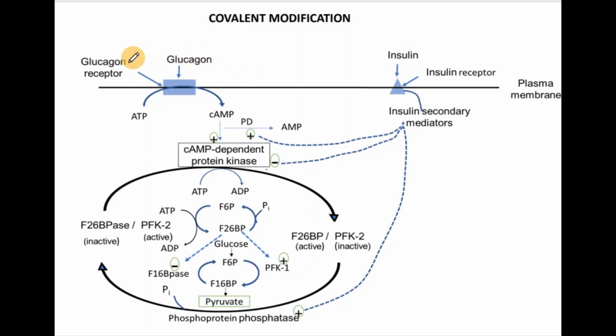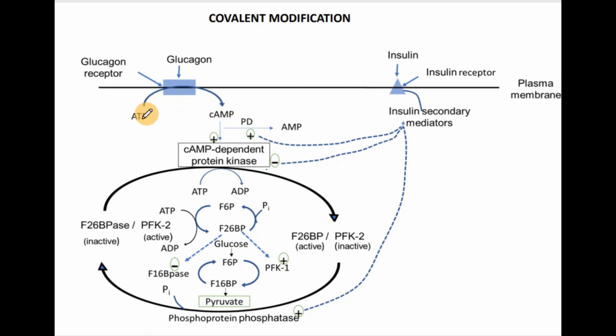So let's take this direction one by one and explain what happens when we are, let's say, in a starved state or deficient of glucose. When we are deficient of glucose, the pancreatic cells release a hormone called glucagon. This glucagon binds to glucagon receptors found on the surface of the cell membrane. When the glucagon binds the receptors, there is activation of an enzyme called adenylate cyclase, which produces cyclic AMP, the cyclic adenosine monophosphate, from ATP.